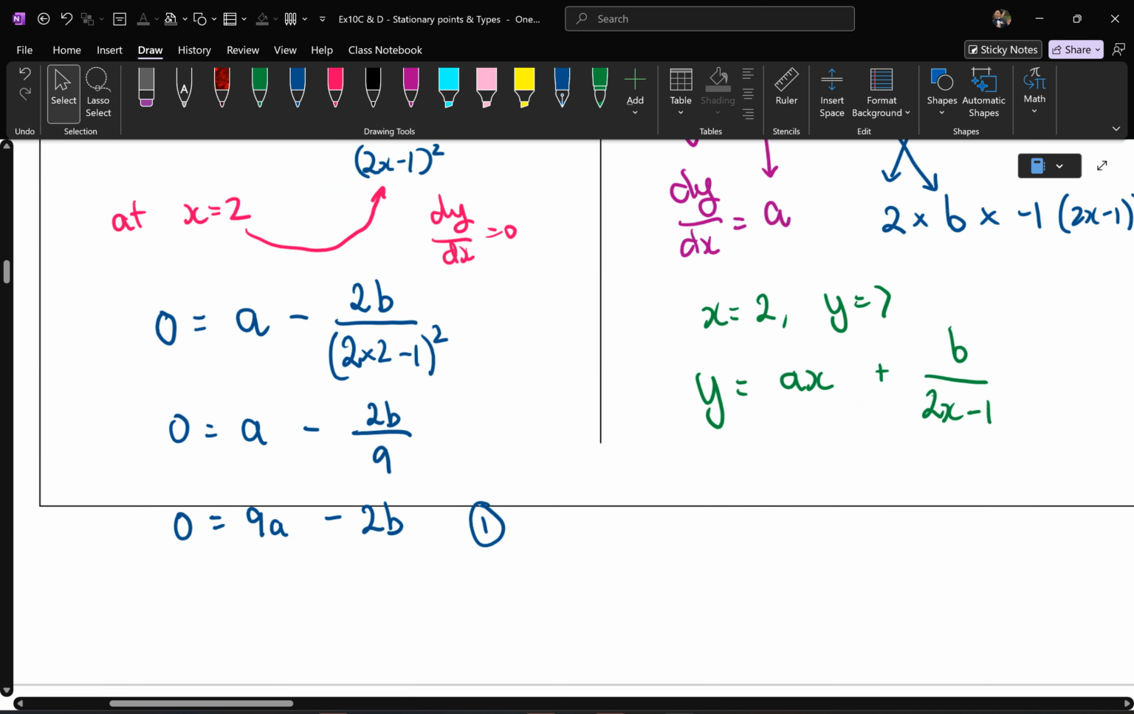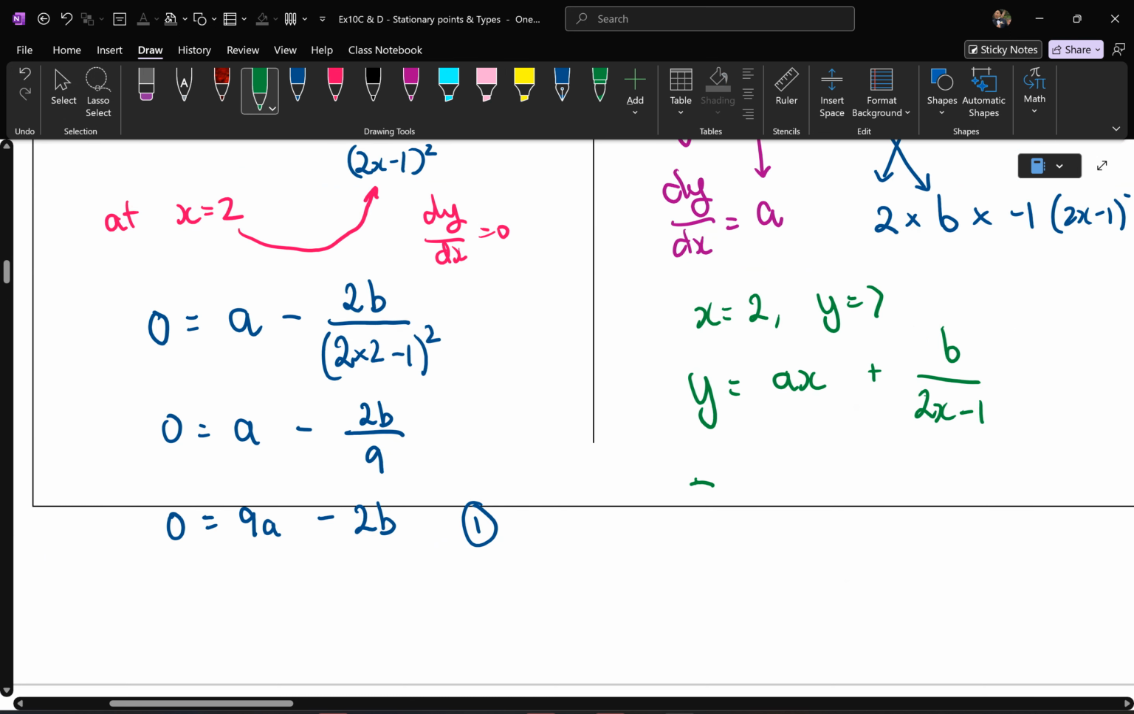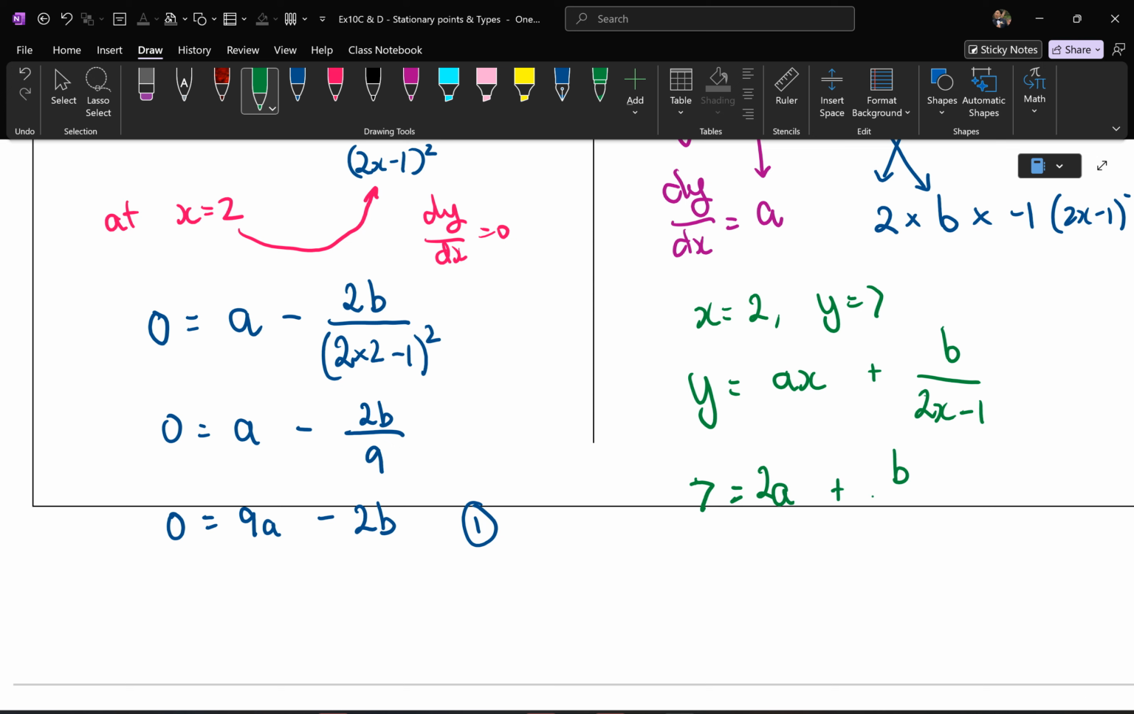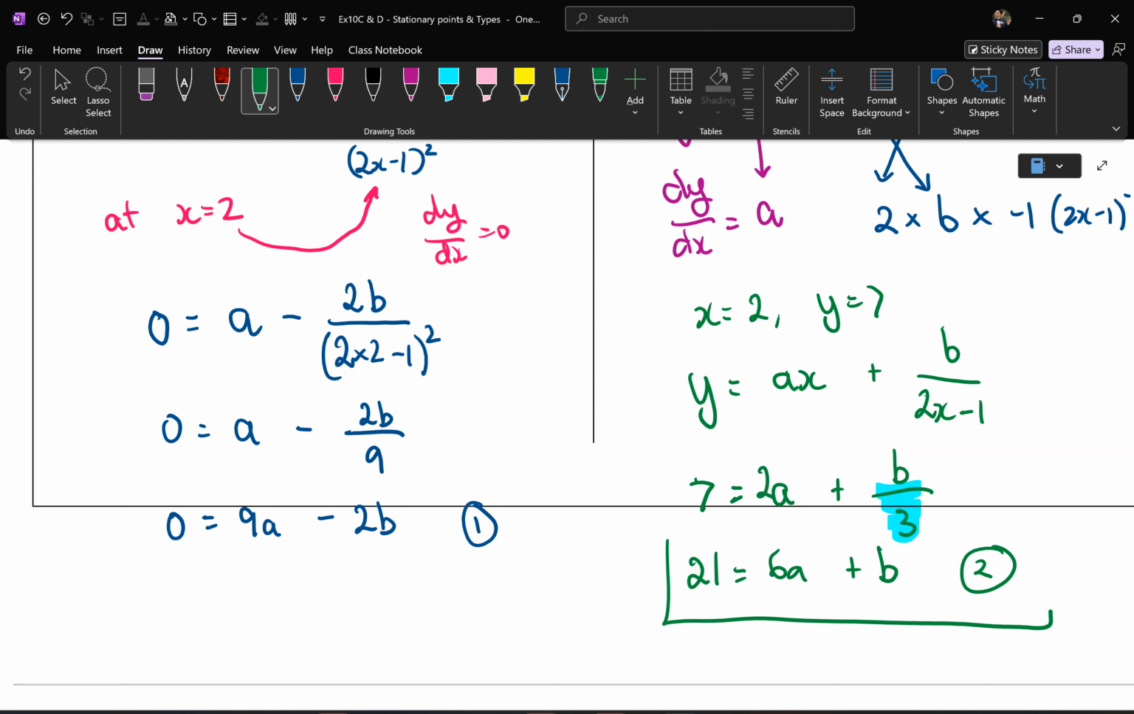All right, here we go. Let's write out my second equation. So I've got now 7 is equal to 2a plus b over 2 times 2 is 4. 4 take away 1 is 3. And by the same concept, if you don't like the fractions, times every term by the denominator. So right now it's divide by 3. So if I times them all by 3, then I should now get 21 equals 6a plus b. And that's my second equation. Much easier to work with than keeping the fractions.